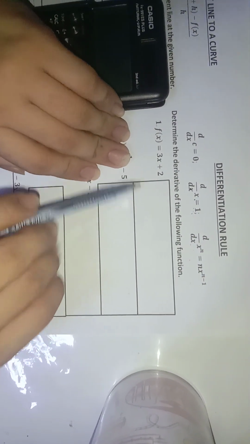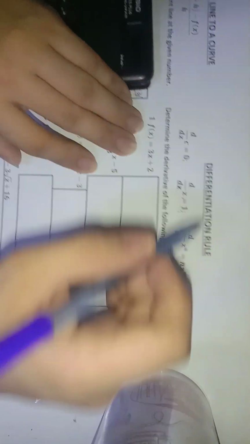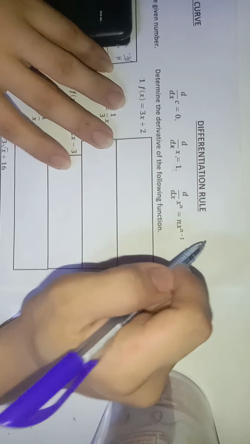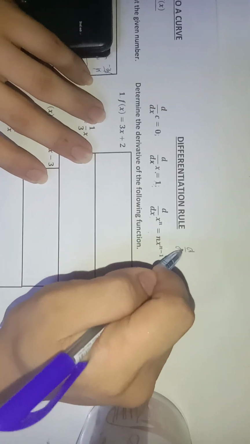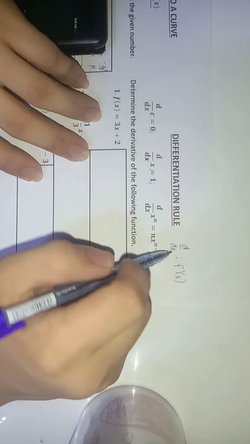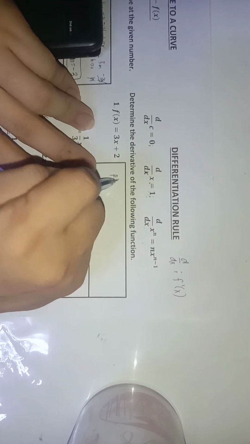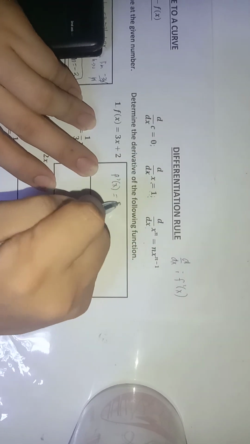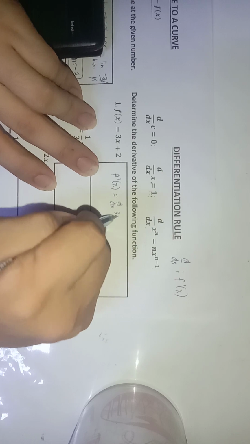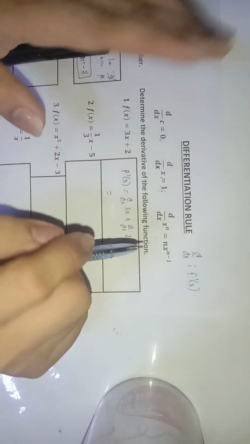Number 1, your function is f of x is equal to 3x plus 2. So pwede, again the notation for the derivative is ito, or we can use apostrophe. Okay, so derivative, first derivative of your function. So f of x, derivative, ito siya, is equal to derivative of 3x plus the derivative of 2. Okay, then apply tayo doon.